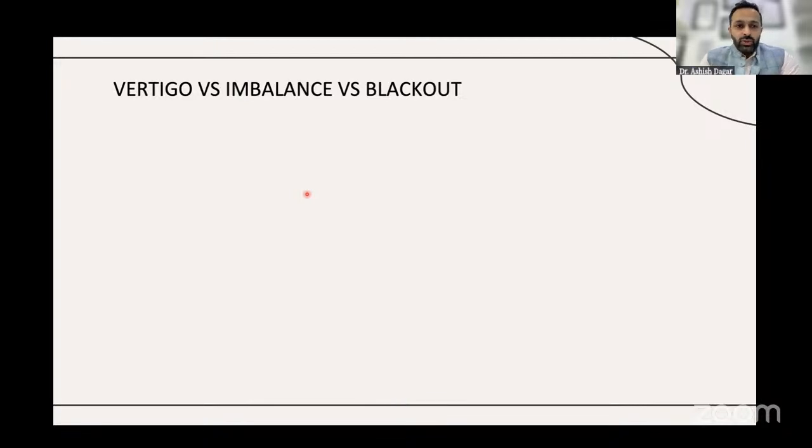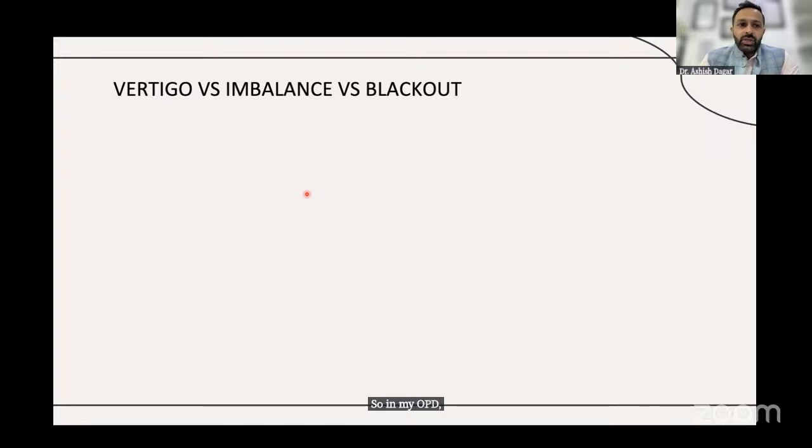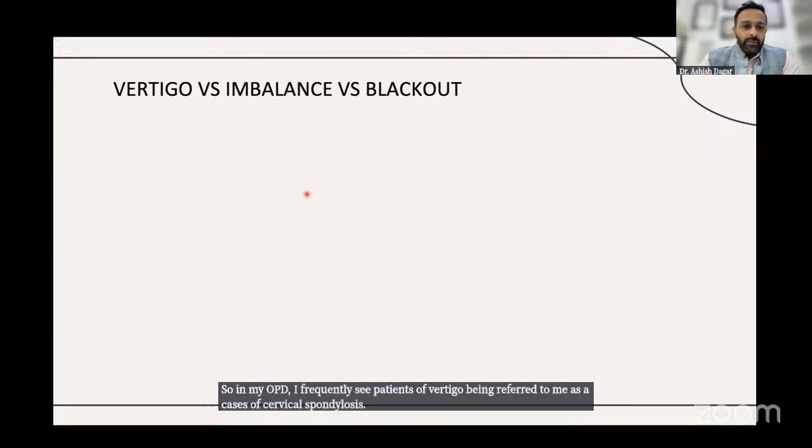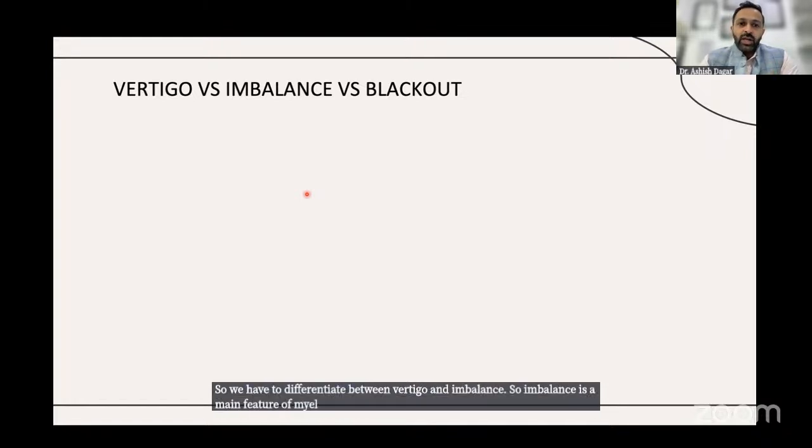Here I would like you to differentiate between what is vertigo versus imbalance versus blackout. In my OPD, I frequently see patients of vertigo being referred to me as cases of cervical spondylosis. So we have to differentiate between vertigo and imbalance. Imbalance is a main feature of myelopathy, but vertigo is not. Usually vertigo is not present in myelopathy.